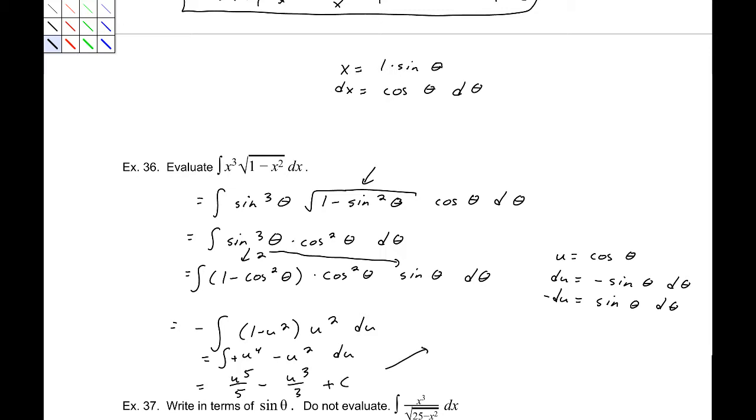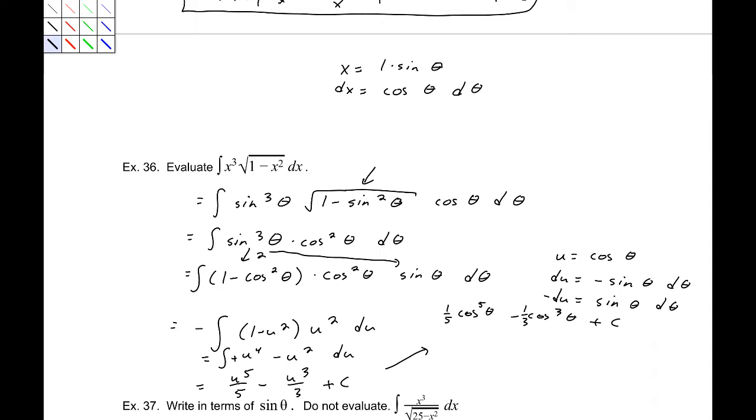Now, converting that back into sines and cosines, and eventually back into x's, that'll be 1/5 cosine theta to the 5th minus cosine cubed theta over 3 plus c. Alright, now for our thetas.